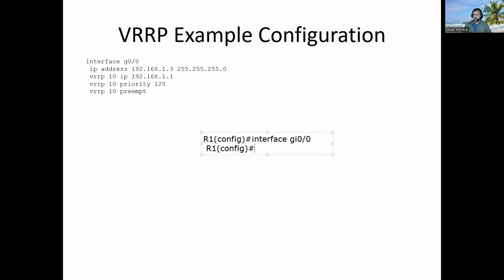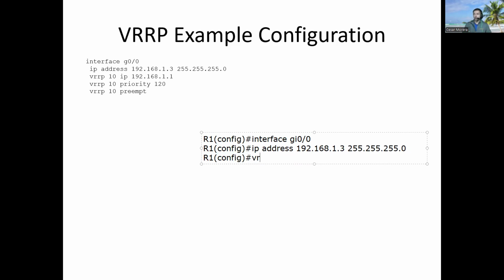Then we have the IP address: 192.168.1.3, then 255.255.255.0. This is a /24 IP address. Then we have pretty much the same. We have to copy this and paste it there.